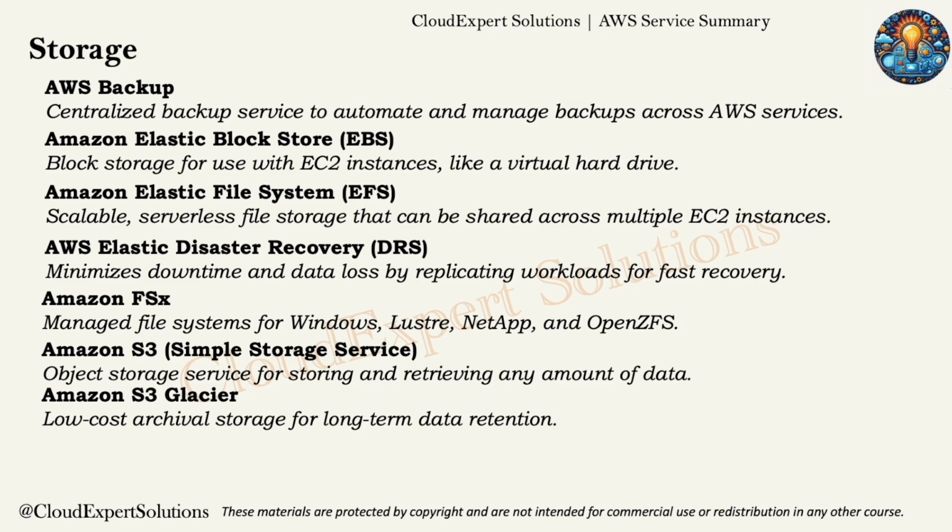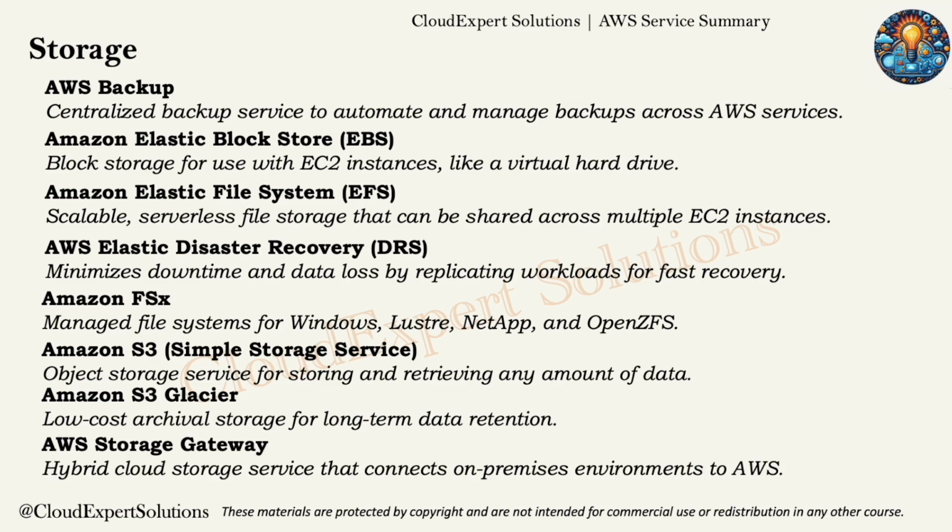Amazon S3 Glacier is a low-cost archival storage for long-term data retention. Amazon S3 Glacier can be used for infrequent access data with flexible retrieval times. Then we have AWS Storage Gateway. AWS Storage Gateway is a hybrid cloud storage service that connects on-premises environment to AWS. AWS Storage Gateway can be used for backup, archiving, and disaster recovery from on-premises to AWS Cloud.